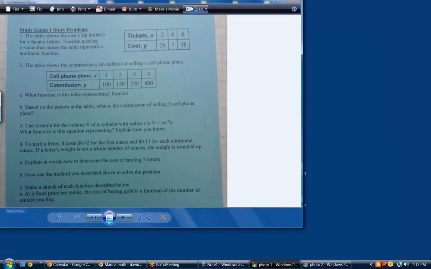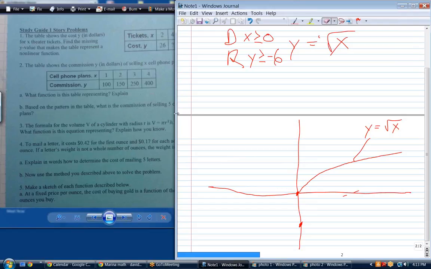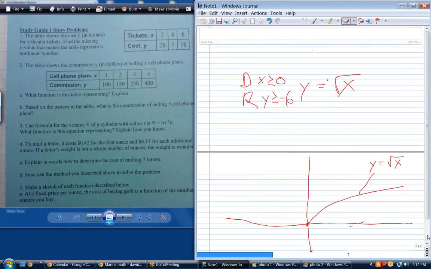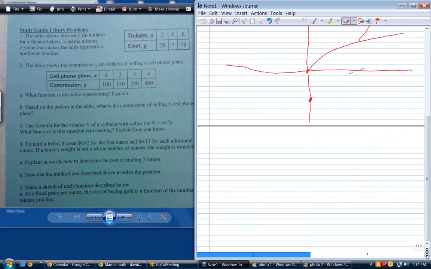These are all story problems? I think so. Yeah. Or word problems, really. Hold on, I'll get with you here in a second. All right. You want to start with 1? Find the y value that makes the table represent.